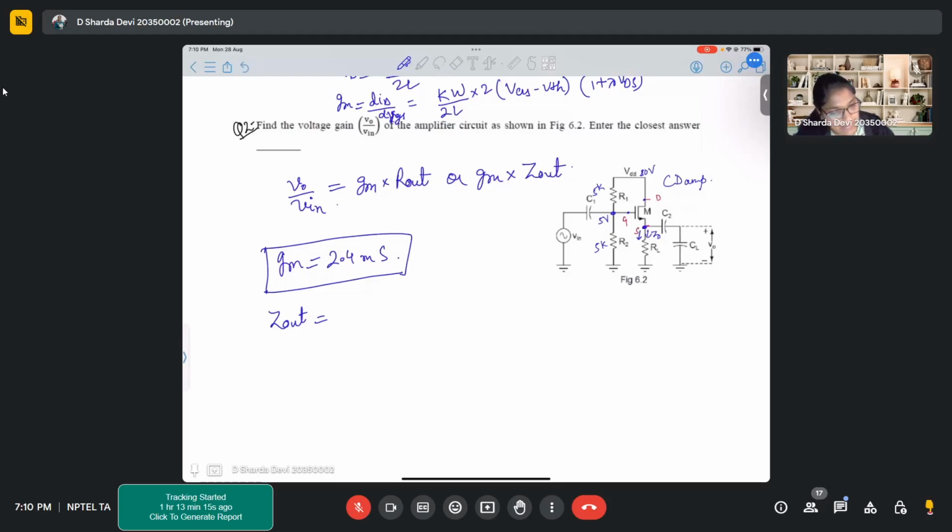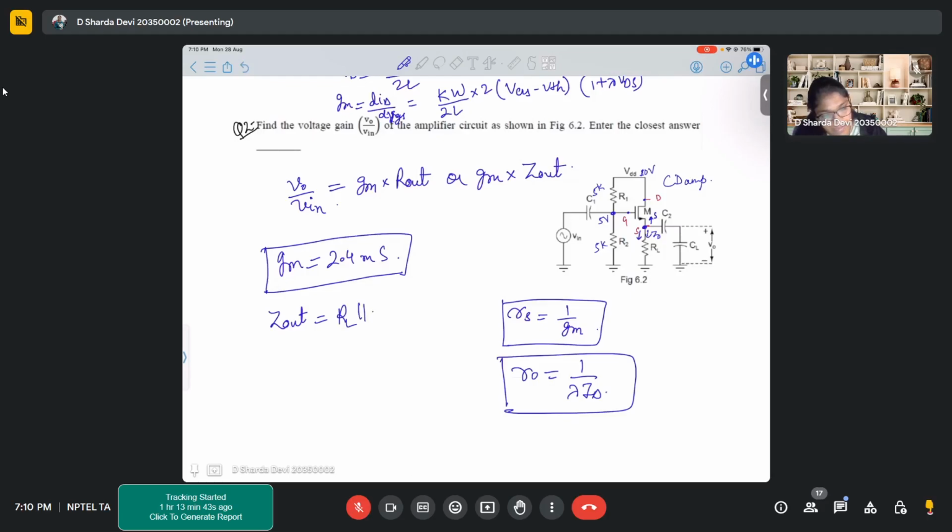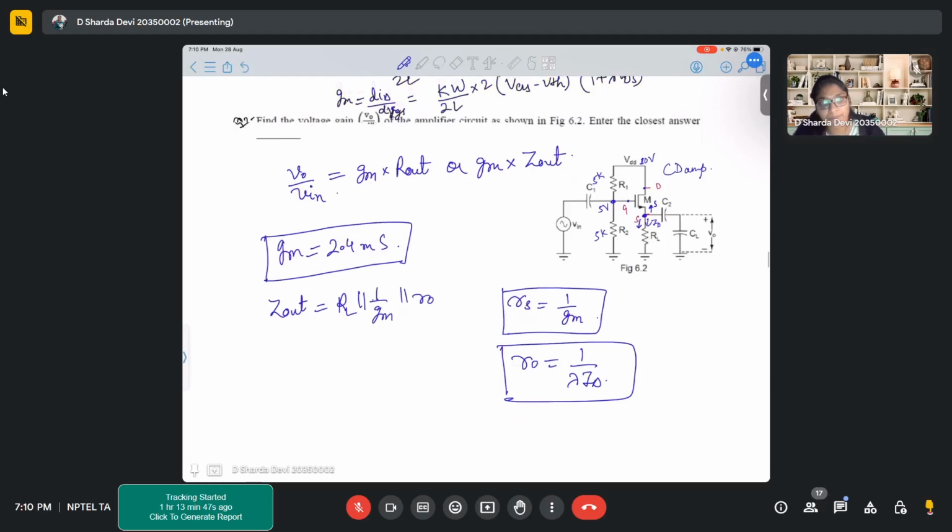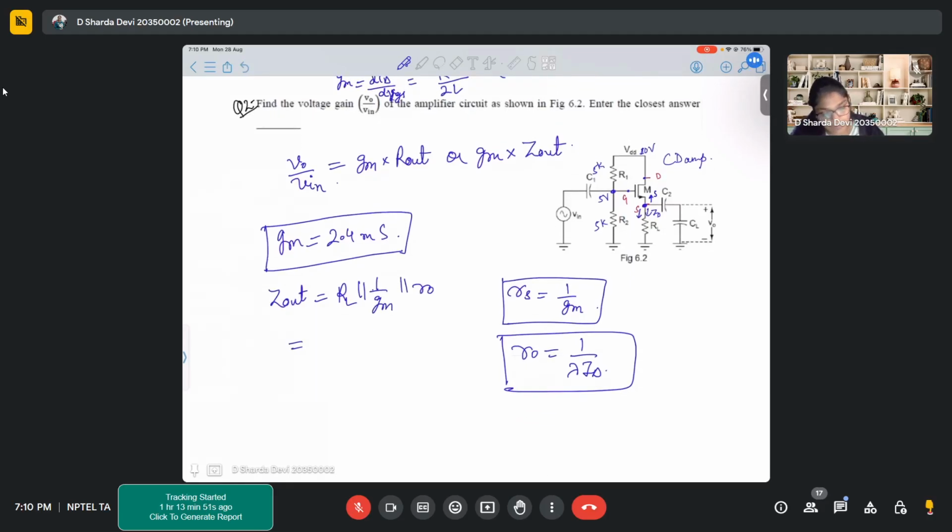It is this RL. Then there will be the impedance coming from the source node, small rs, which is given by 1 by gm. And then the R naught that we have, which is 1 by lambda ID. So Z out is RL parallel 1 by gm parallel R naught. So this is 1 by gm plus 1 by R naught plus 1 by RL. So that is 1 by 2.4, R naught is much larger.